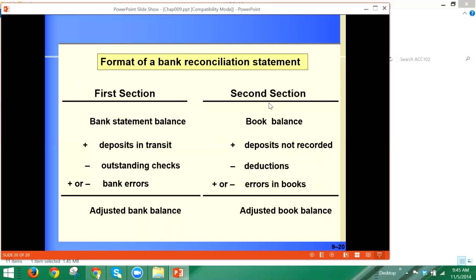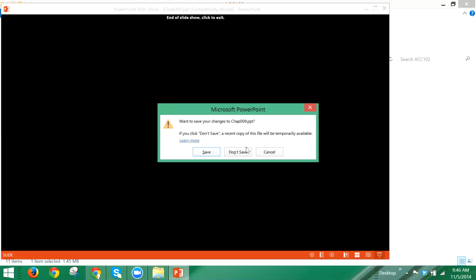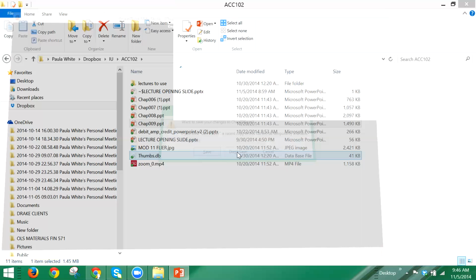So you go from your book balance, plus or minus the stuff that the company didn't know but the bank knew, to get your adjusted book balance. You take the bank statement and add or subtract things that the bank doesn't know about that you know about to get the adjusted bank balance. At the beginning, these are not equal, but at the end, the adjusted bank balance should equal the adjusted book balance. So that ends the presentation on the actual chapter itself.